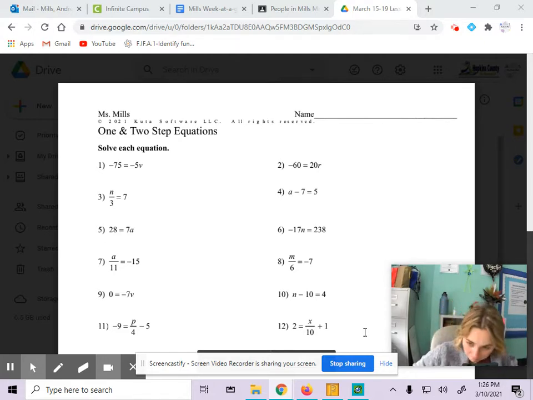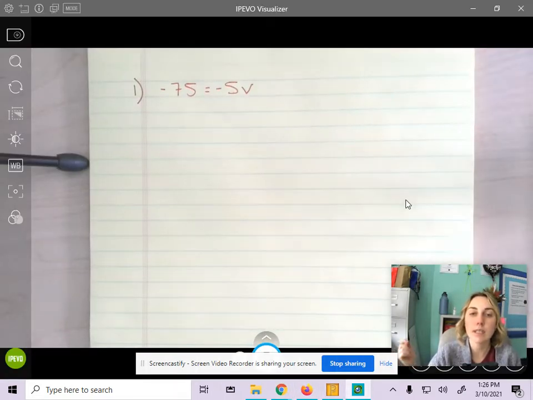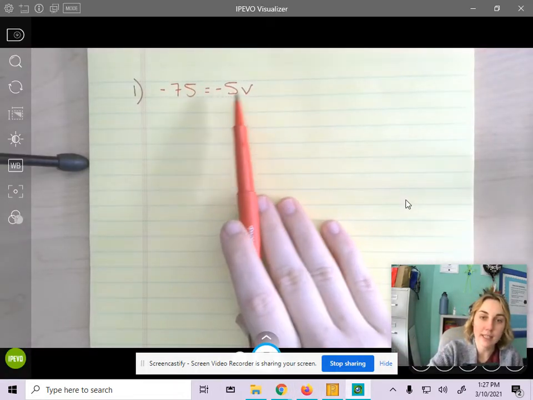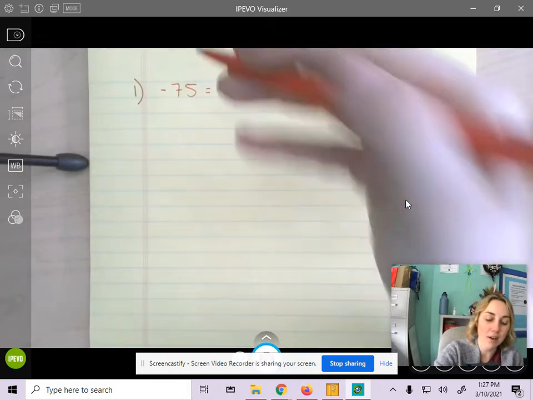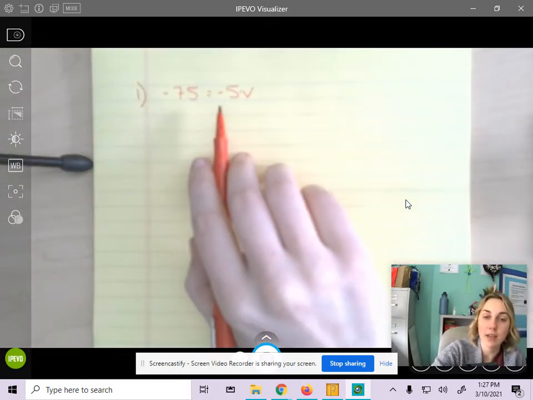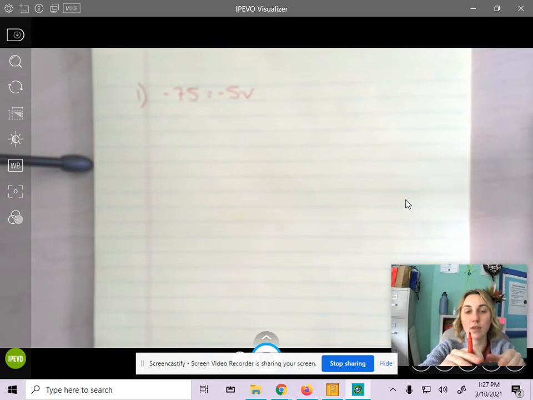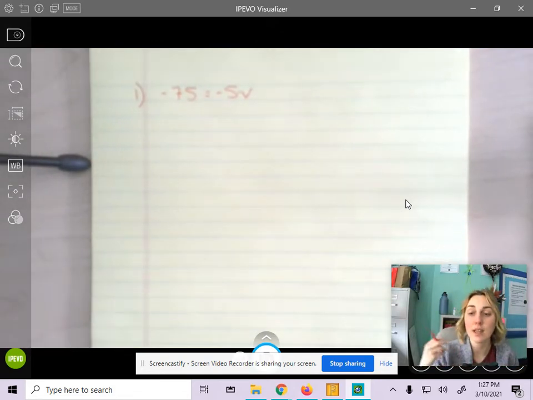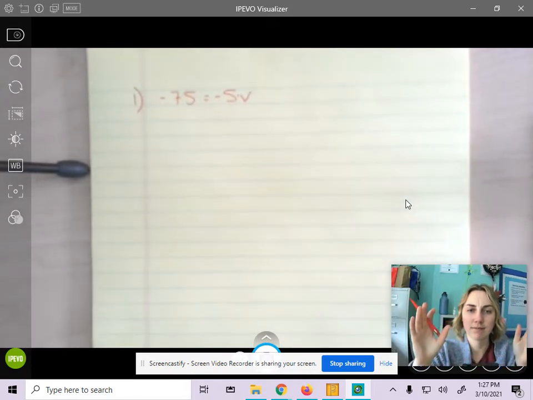So the first one, we can go ahead and just do number 1 together. What we have is -75 equals -5v, and our variable is v. Before we get started, I want to make very clear that when you have a number next to a variable, you need to automatically assume that is multiplication. Anytime you see a number next to a variable, it will always mean multiplication, just like that.